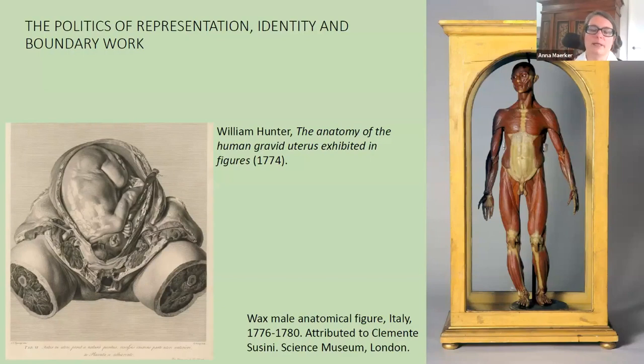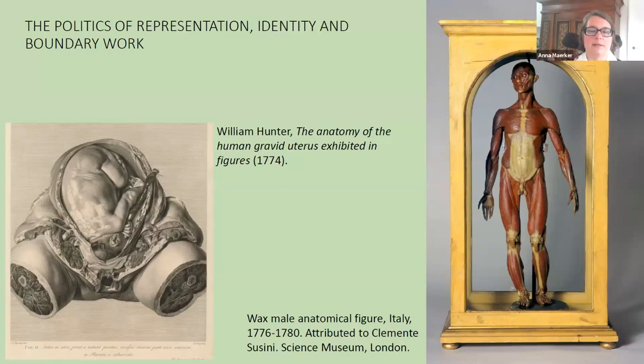Now you can see an example here on the right of the slide. This is a wax male anatomical figure from the 18th century, now in the Science Museum in London, but attributed to Clemente Susini, a wax modeler from the Great Modeling Workshop in Florence. And you'll see some examples of reclining females on one of my later slides. Now, Jordanova argued that such images both expressed and reinforced contemporary gender roles.